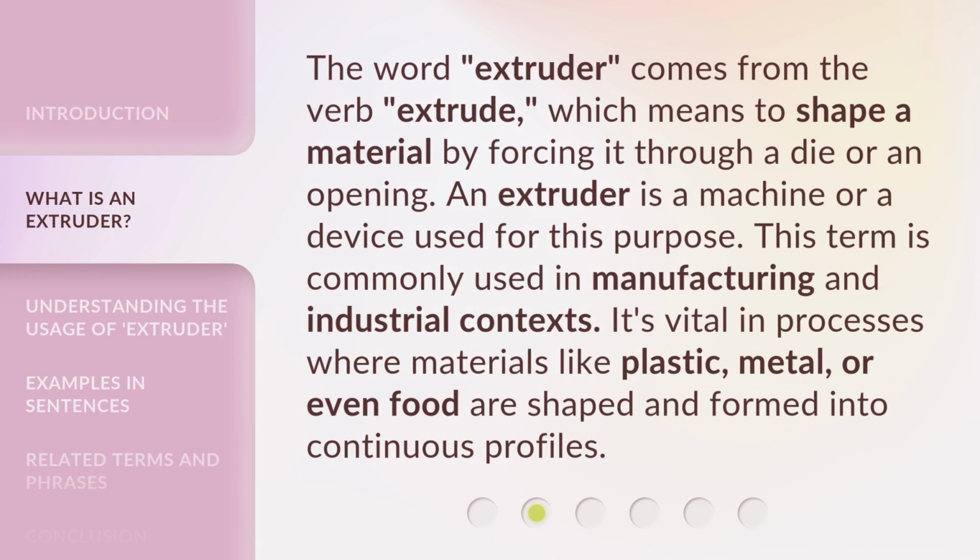The word extruder comes from the verb extrude, which means to shape a material by forcing it through a die or an opening. An extruder is a machine or a device used for this purpose. This term is commonly used in manufacturing and industrial contexts. It's vital in processes where materials like plastic, metal, or even food are shaped and formed into continuous profiles.